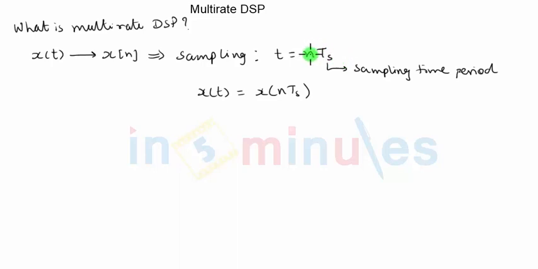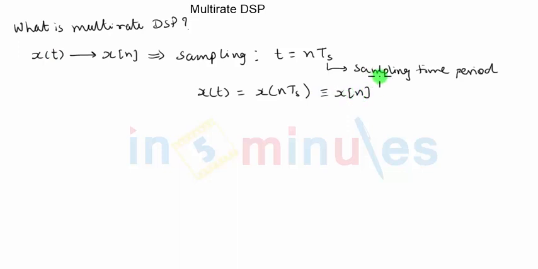For example, if I put n equal to 0, the first sample we take at t equal to 0. If I put n equal to 1, the next sample we take at t equal to ts. If I put n equal to 2, we take the next sample at t equal to 2ts, and so on. So we consider some specific time instance given by nts and only keep those values from x of t. So this will further give me x of n.